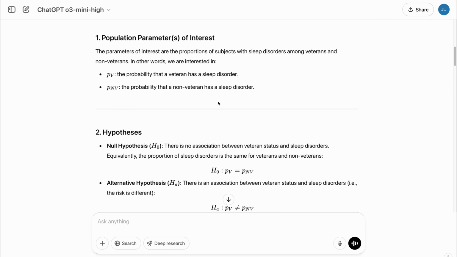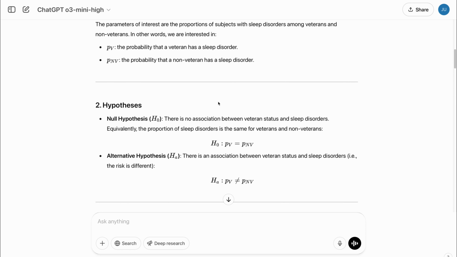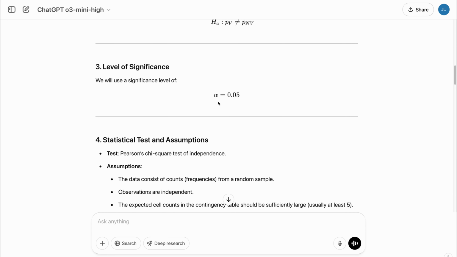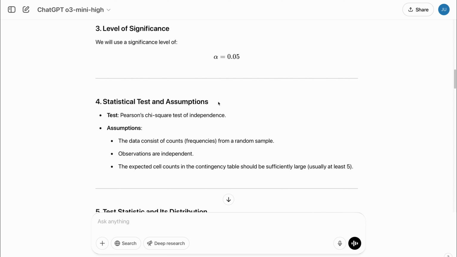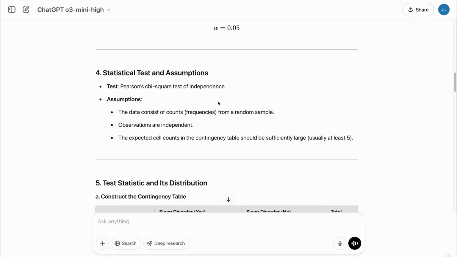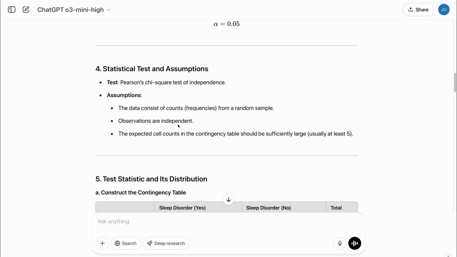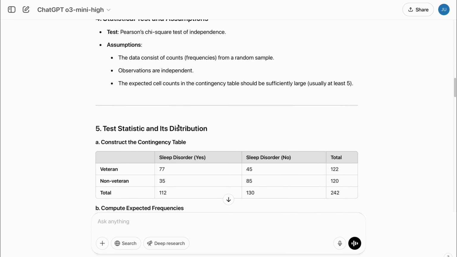It says my population parameters there. You can have a read and pause. You can read the null and alternative hypothesis, slightly different from the way we stated it, but it means exactly the same thing. Our level of significance is 5%. Our statistical test and assumptions: we can use Pearson's chi-square test of independence. The data consists of counts, frequencies from a random sample, all independent of each other, and the expected cell counts in the contingency table should be sufficiently large, so we need at least 5.